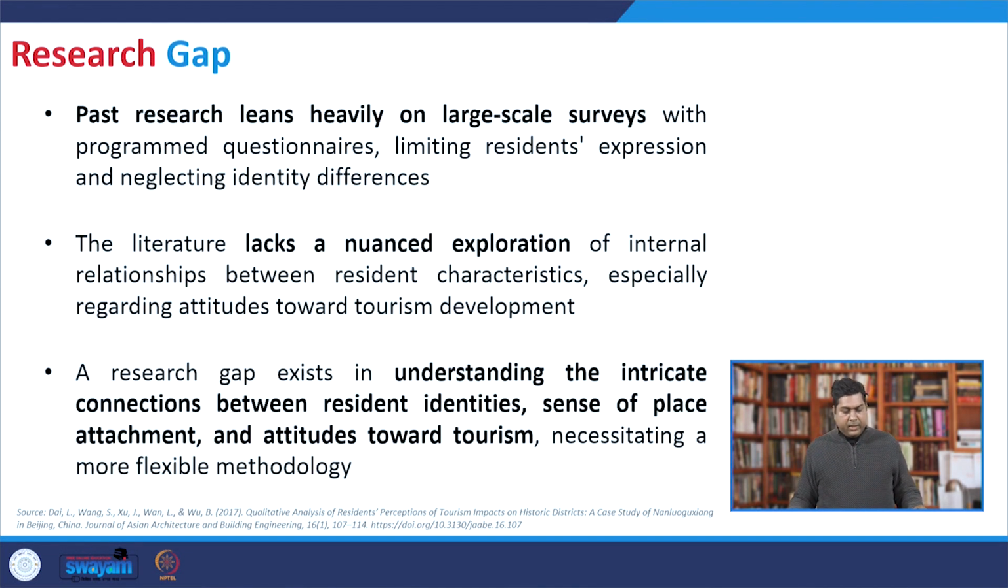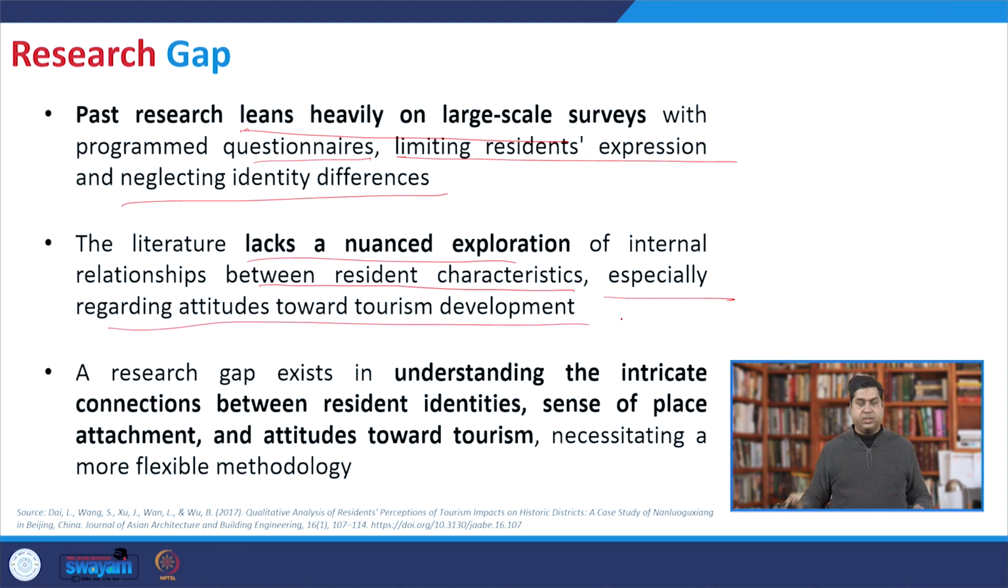Now, the authors have identified several research gaps, like past research leans heavily on large scale surveys with programmed questionnaires, limiting residents' expression and neglecting identity differences. So, some work has been done much more on the quantitative front, but there it is limiting the residents' expression, whether they are happy with these changes or not, etc. The literature lacks a nuanced exploration of the internal relationship between resident characteristics, especially regarding the attitude towards tourism development.